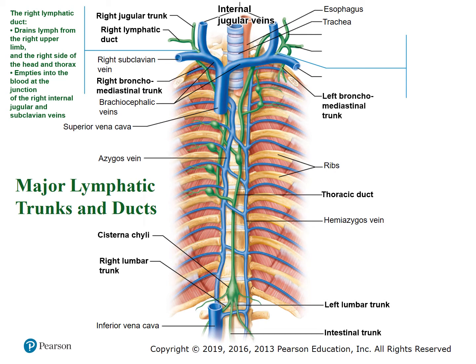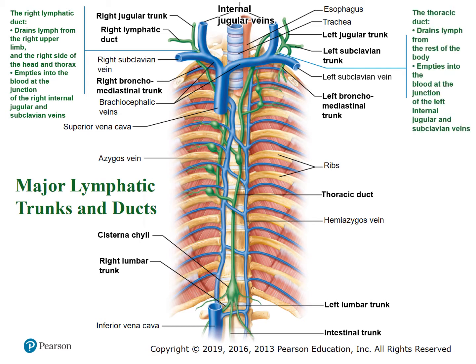Okay, moving upward from there, you're going to see the left bronchomediastinal trunk, which is responsible for draining a significant portion of the left thorax. You're going to see the left subclavian vein, and this is again what the thoracic duct is going to drain into. Above that, you're going to see the left jugular trunk, which is going to drain the left side of the head and neck, and the left subclavian trunk, which is going to drain the left arm. So all of these join into the thoracic duct, which drains lymph from the entire rest of the body, the portions that the right lymphatic duct doesn't cover. And it will empty into the bloodstream at the junction of the left internal jugular and the left subclavian veins.